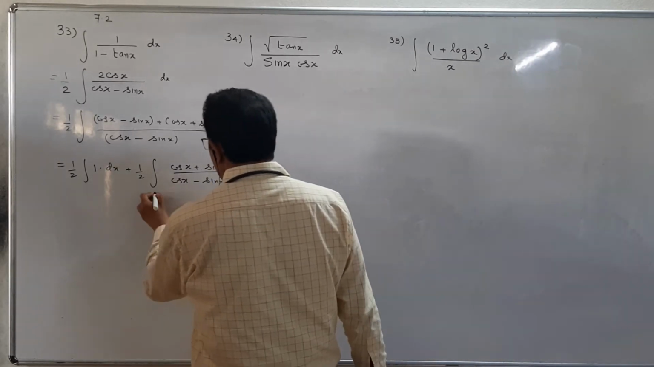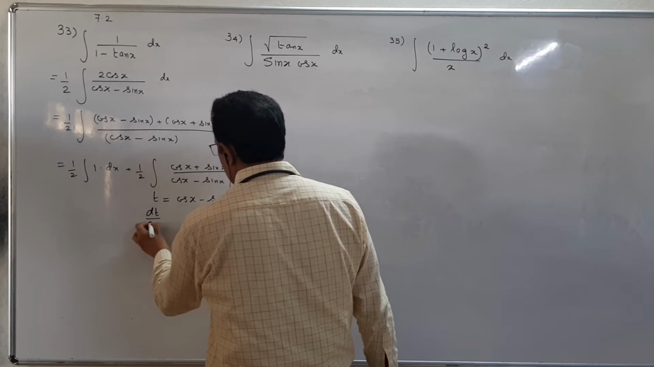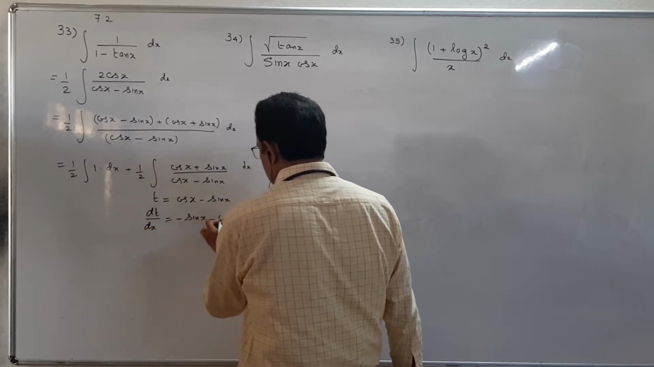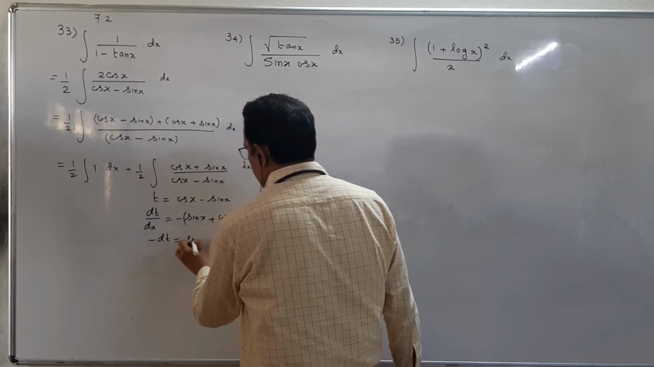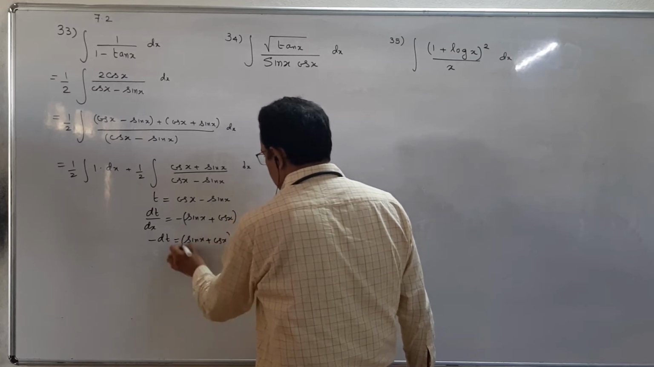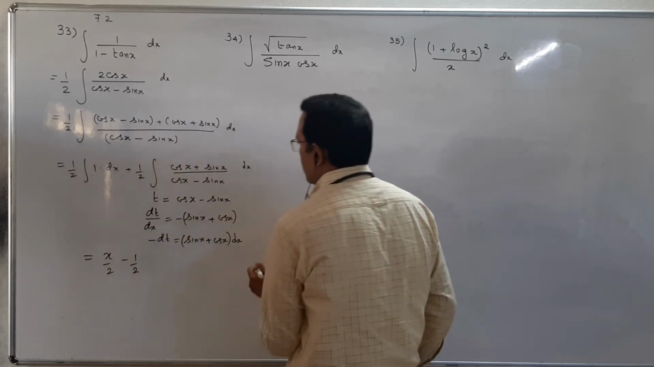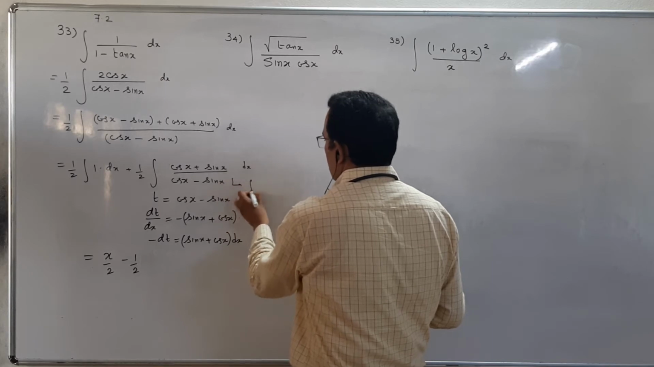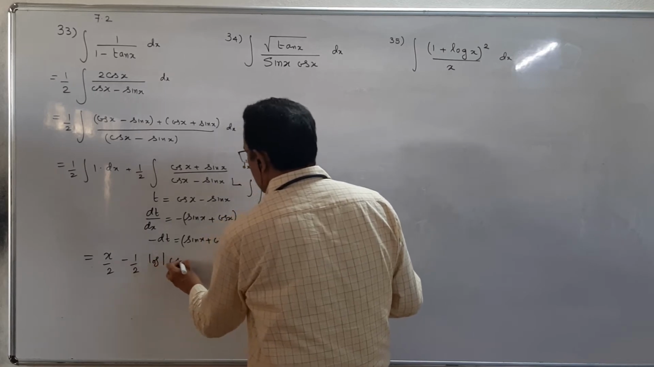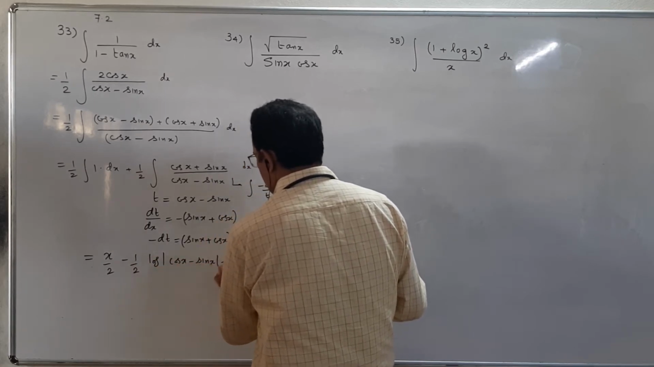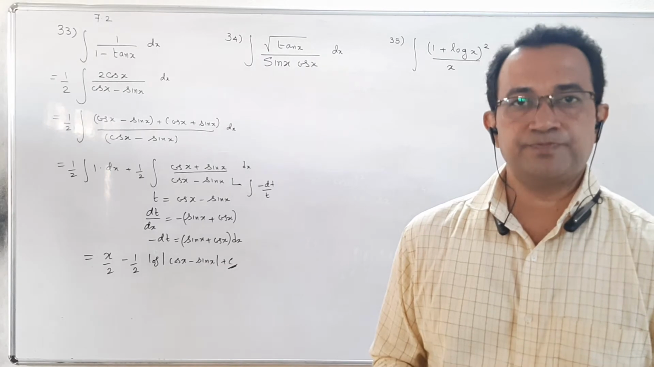Now, in this integral, taking t is equal to cos x minus sin x. So, dt by dx will be minus sin x minus cos x, taking minus common. So, minus dt will be sin x plus cos x into dx. So, this will change to x by 2 minus 1 by 2 into minus dt upon t. So, minus 1 by 2 log of t, t is cos x minus sin x, plus c. Or I could have used the other way, the formula which I used in the previous sum.